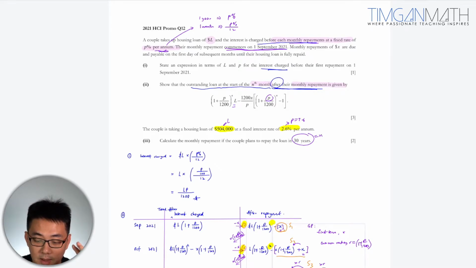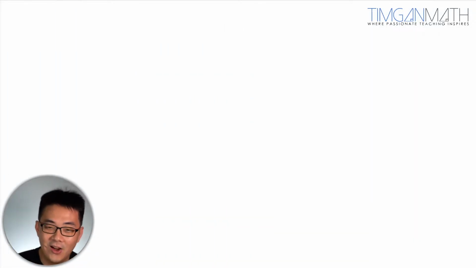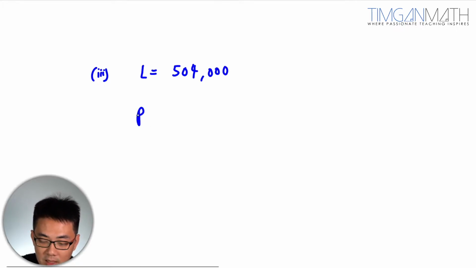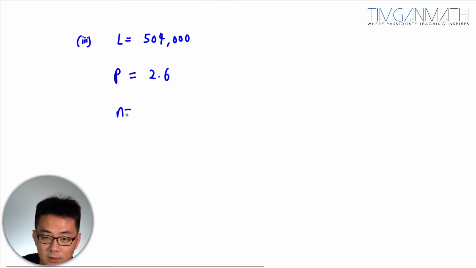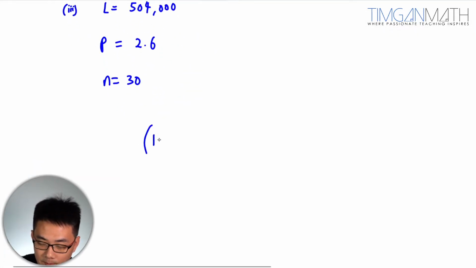So you just make sure that the amount owed is negative, so that theoretically the bank is going to owe you something, but you know that it's not going to happen. Okay, so I'm going to just write down part 3 is just to use the formula there. So this part here, we already established that the principal amount is 504,000, and then P is equal to 2.6 per annum. Okay, so this is 2.6. So N is equal to 30. Okay, so we just need 1 plus 2.6. We just use the formula there.